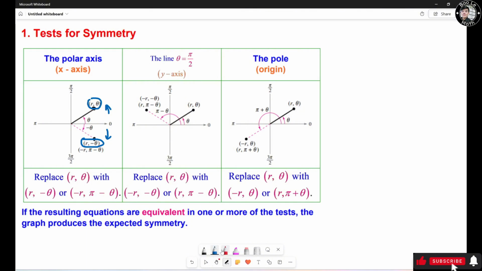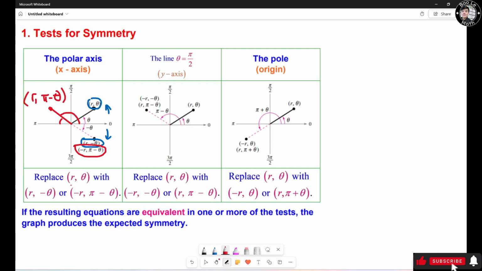Now, we have another way. It's going to be (negative r, pi minus theta). The point right here, which is (r, pi minus theta), because this one is theta, so this one equals pi minus theta. Now, the radius right here and right here should be the same. To get this one, we need to take the opposite way of this one, so we just change the sign of the radius. That's why we have this one.